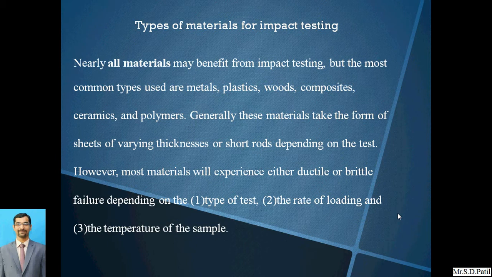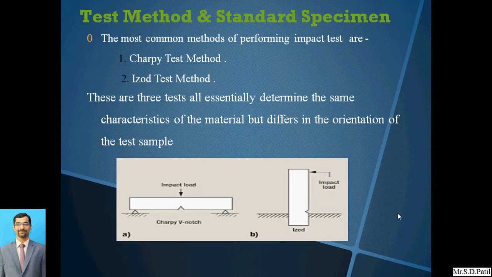The failure might depend on whether it is a ductile material or a brittle material, and it depends on the type of test, the rate of loading, and the temperature of the sample. So these effects affect the test. Nearly all materials may benefit from impact testing, but the most commonly used are metals, plastics, wood, composites, ceramics, as well as polymers.